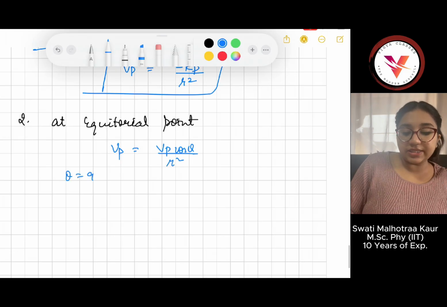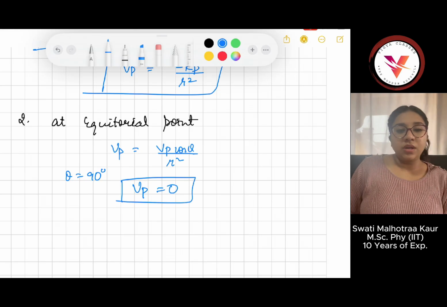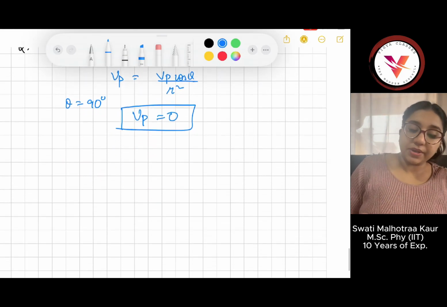And at the equatorial point theta is 90 degrees, so Vp comes out to be 0. That is very important.